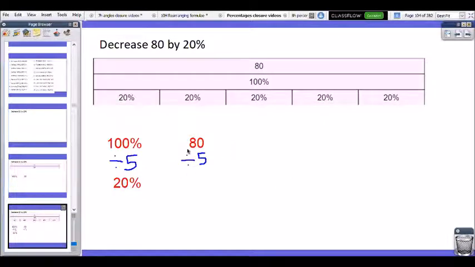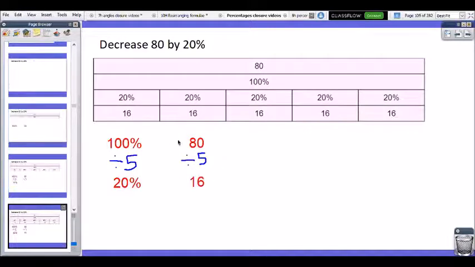So 20% of 80 means I need to take 80 and divide it by 5. So 80 divided by 5 gives me 16. I can see that 5 lots of 16 fit into 80.